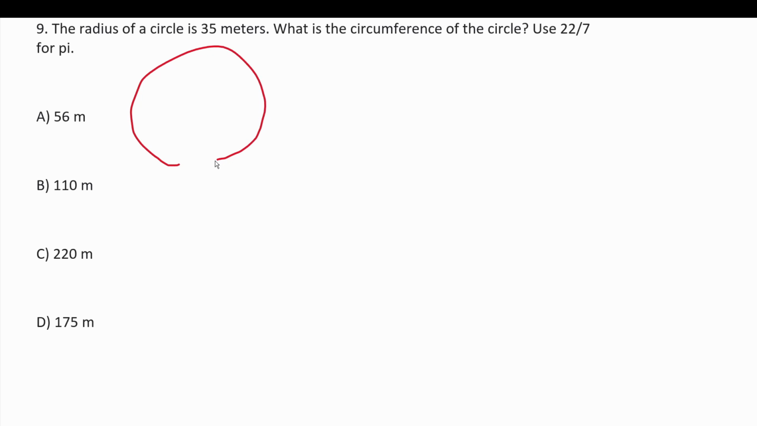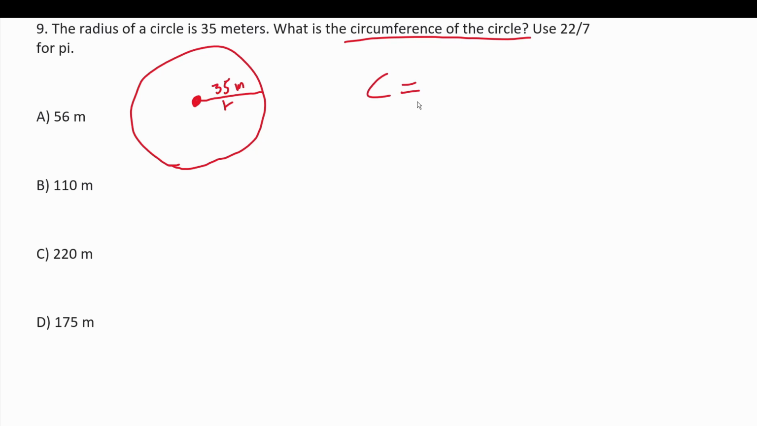Again, we have a circle here, and we know its radius is 35 meters. Again, radius is defined as the distance from the center point of the circle to the edge of the circle. So in this case, I know that distance right there, according to the problem, is 35 meters. And again, I can put an R there to specify that that is in fact the radius. All right, now we're trying to find the circumference of this circle.